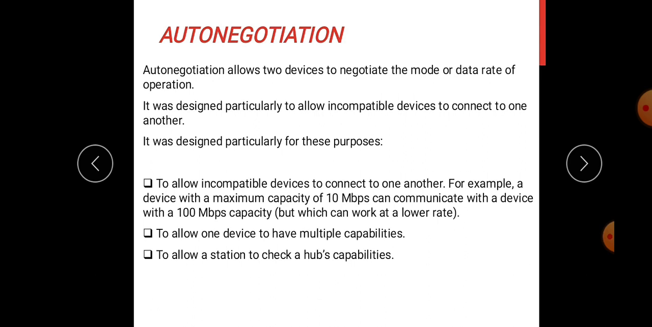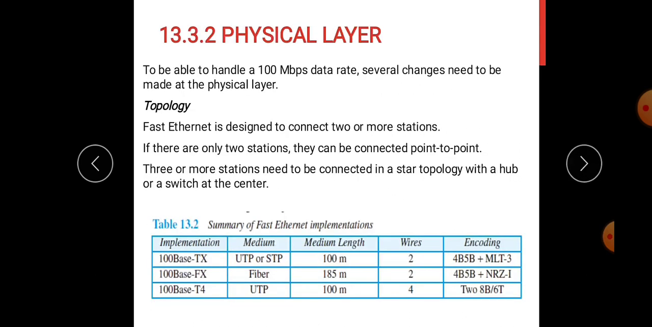For example, as I told before, a device with maximum capacity of 10 Mbps can communicate with a device with 100 Mbps capacity. And also to allow one device to have multiple capabilities, to allow a station to check hub capabilities. The next one is the physical layer.